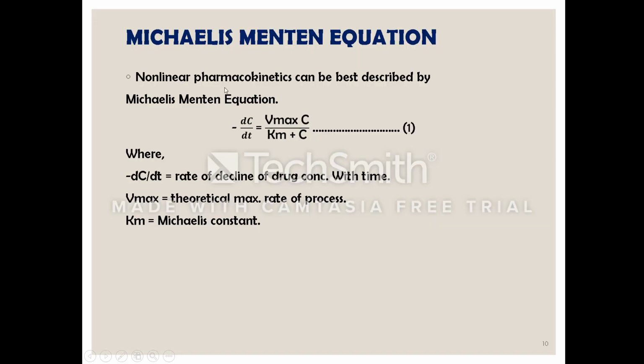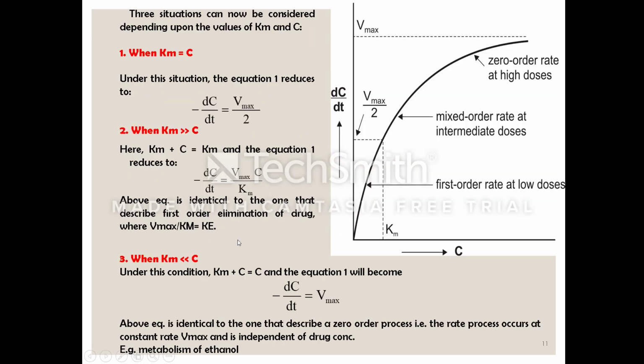Now, non-linear pharmacokinetics can be best described by the Michaelis-Menten equation, which is -dC/dt = Vmax C / (Km + C). Here, -dC/dt is the rate of decline of drug concentration with time, Vmax is the theoretical maximum rate of the process, and Km is the Michaelis constant. Three situations can arise depending upon the values of Km and C.